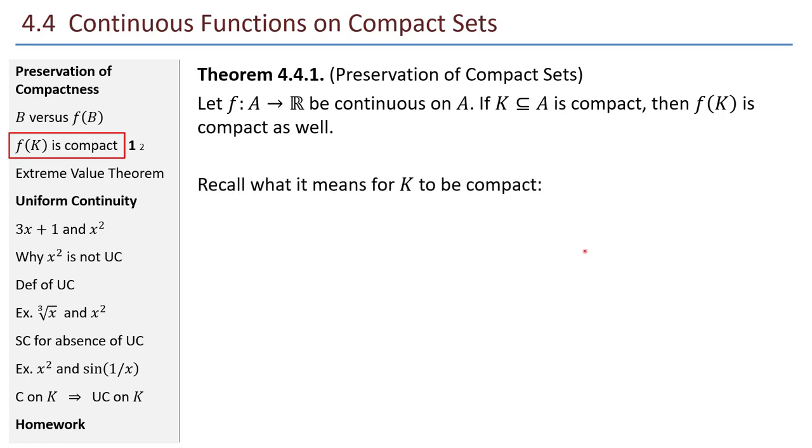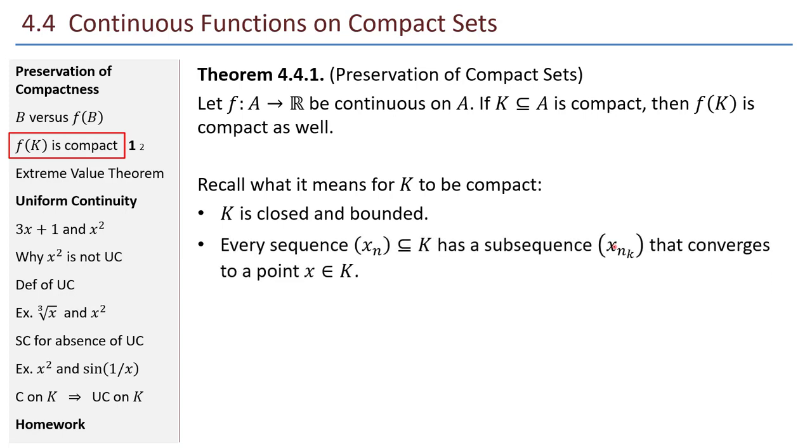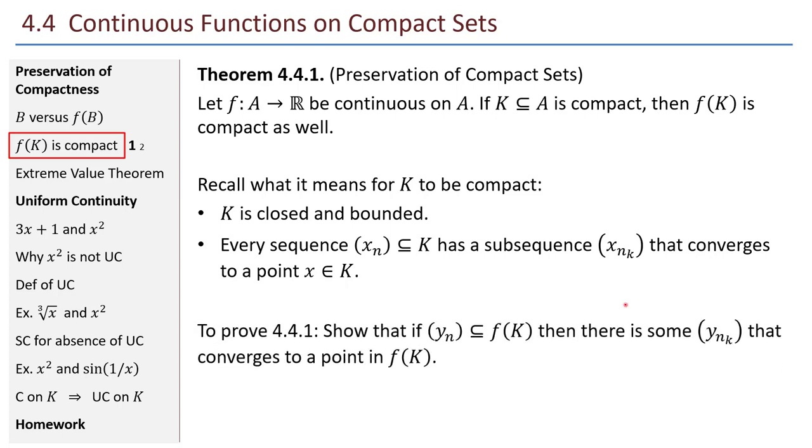We're going to need to know the definition of compact, so let's remember. Intuitively we think that K is closed and bounded. But the actual definition says, for every sequence of x's in K, there's some subsequence that converges to a point x that's also in K. So we will need that. To prove 4.4.1, here's what we'll do. We're going to take a sequence of y's that are in my range and show somehow that there is a subsequence of those y's that converges to some point that is also in my range.